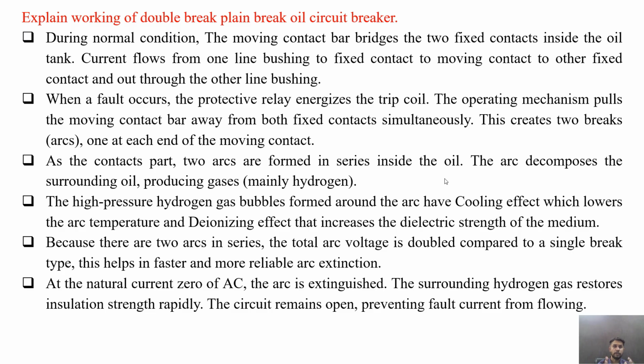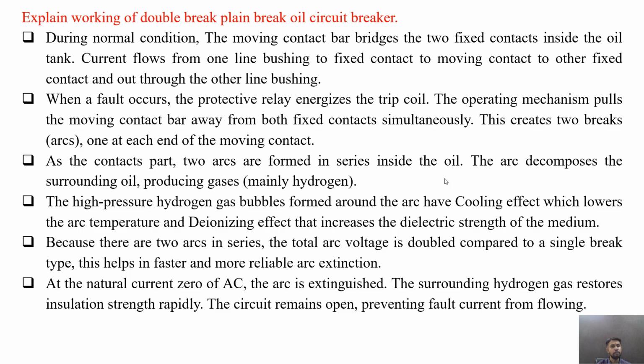Explain the working of a double break, plain break oil circuit breaker. As per the construction, it has two different porcelain insulators, or bushings, supporting the two conductors, and a central insulating rod is connected which operates the moving contact. During the normal condition, the moving contact bar bridges the two fixed contacts inside the oil tank. Current flows from one line bushing to the fixed contact, to the moving contact, to the other fixed contact and through the other line bushing. Now when a fault occurs, the protective relay energizes the trip coil.